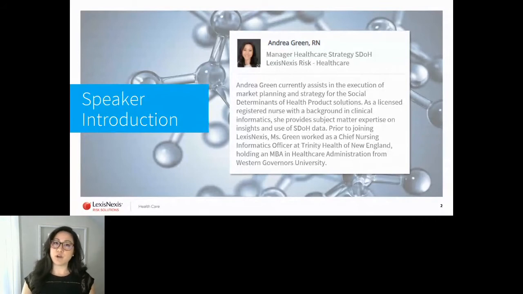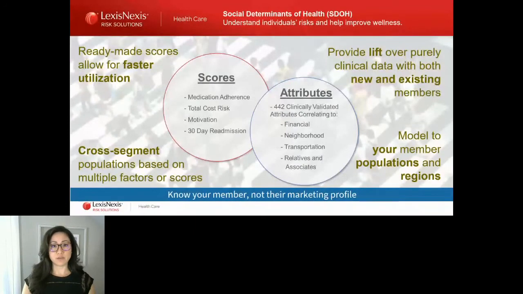So I'm just going to go over a quick overview of our SDoH solution before we dive in. We have 442 clinically validated attributes that have been sourced from over 13,000 unique data sources, both public data sources like census data, bankruptcy records, and also proprietary sources like accident reports, education records, and death records, and so many more sources. We also provide 4 pre-built scores that address certain socioeconomic categories. Both our scores and our attributes are provided at the individual level in both our identified and our anonymized offerings.